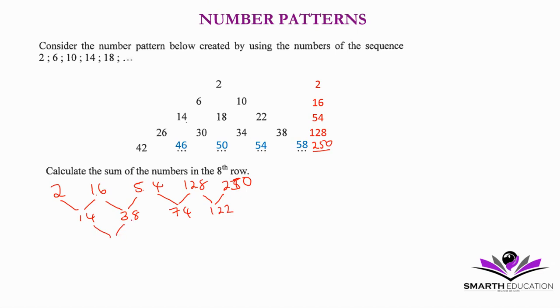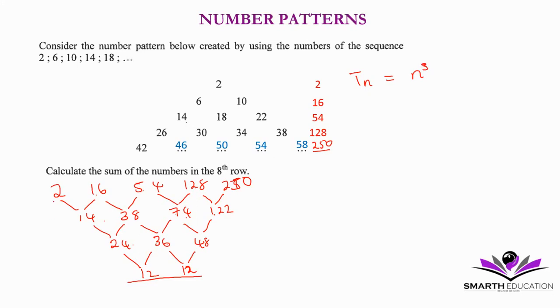And then 38 minus 14, that is 24. 74 minus 38, that is 36. 122 minus 74, that is 48. Then 36 minus 24, that is 12. Then 48 minus 36, that is 12. The third differences are the ones which are constant. So it means somehow our position is going to be cubed. So it's going to be n cubed. Now let's check n cubed.